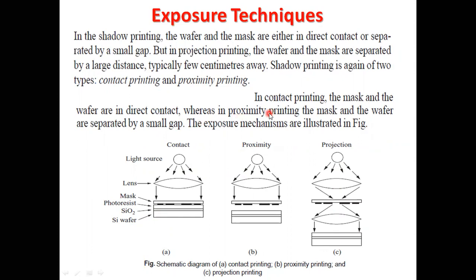Whereas in proximity printing, the mask and the wafer are separated by a small gap. This is a small gap in between them. All these mechanisms are being explained here. You can see it like this. Okay, this light is here. This is the lens. This is the mask, and the process is going on. This is the proximity printing. This is the lens, and there is a small distance between them. Again, there is a distance between the mask and the wafer.